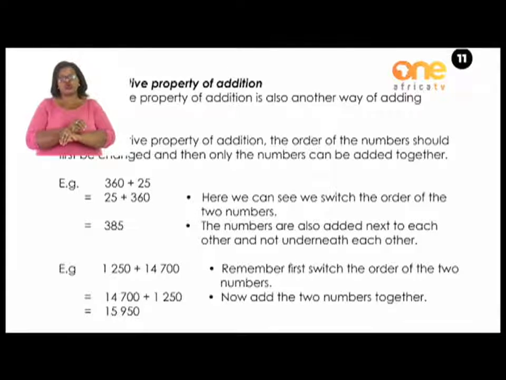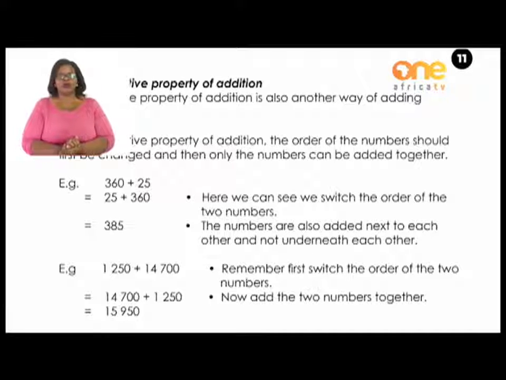But as you see, we did not write it underneath each other, so we will just add it next to each other. Then we say 5 plus 0 equals 5. I write down the 5. 2 plus 6 equals 8. I write down the 8. And then 3 plus nothing equals 3. And 25 plus 360 equals 385.